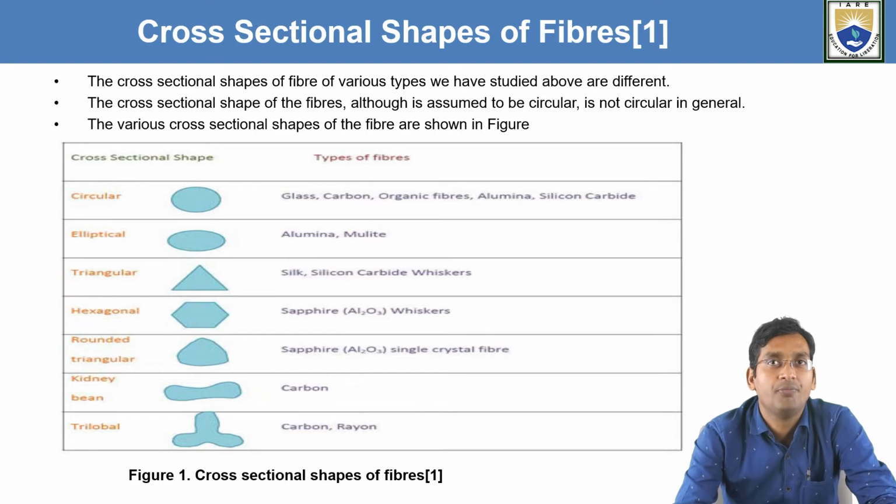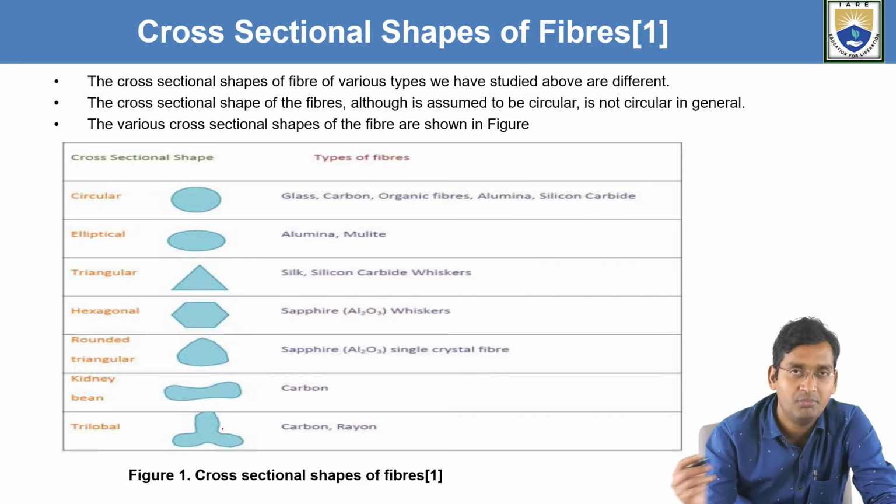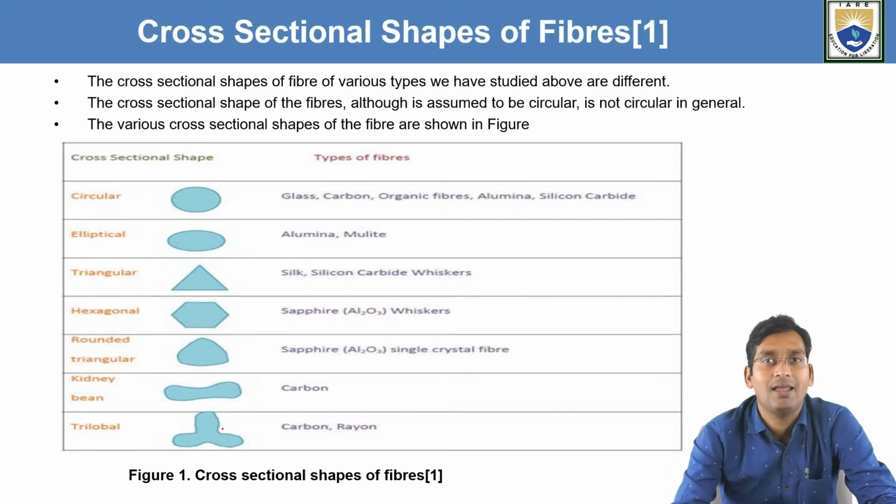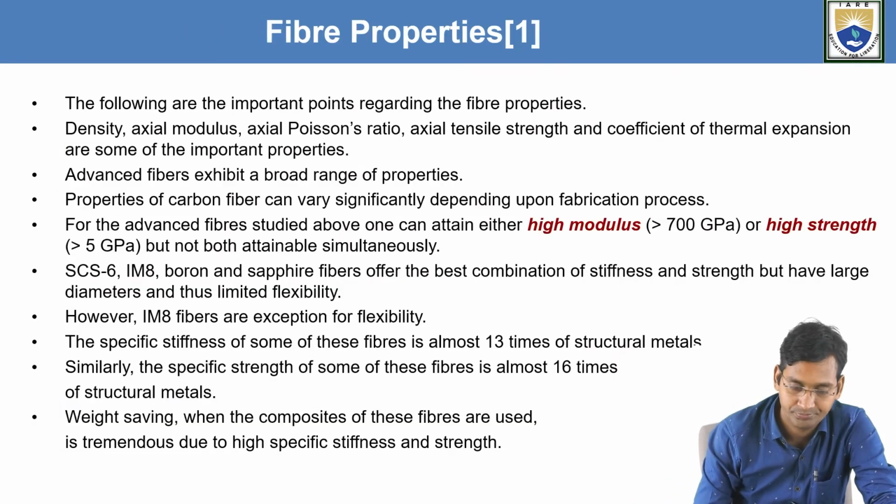Rounded triangular is for sapphire, Al2O3 single crystal fiber. Kidney shape is for carbon, which we have already seen. Trilobal, so just three lobes are there, that's why it's named trilobal, and that is for carbon and rayon.